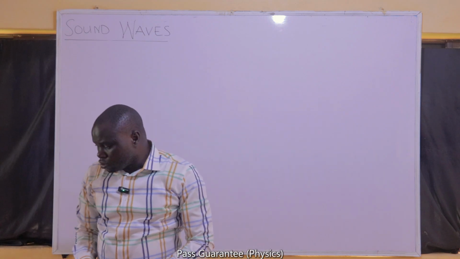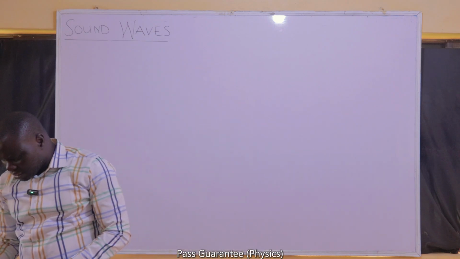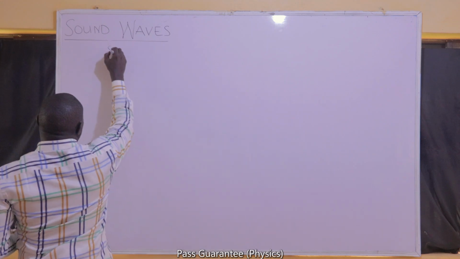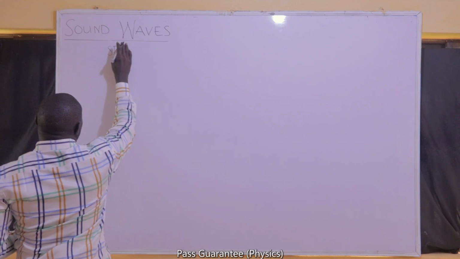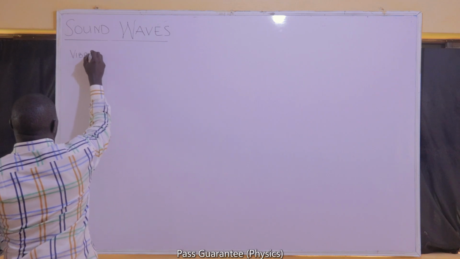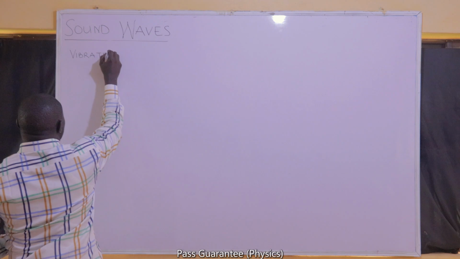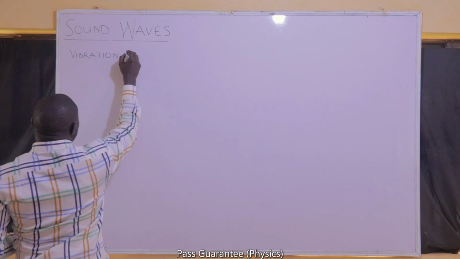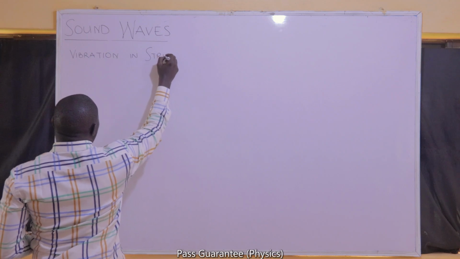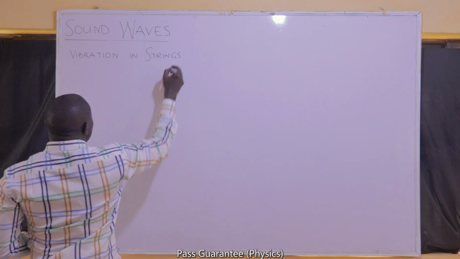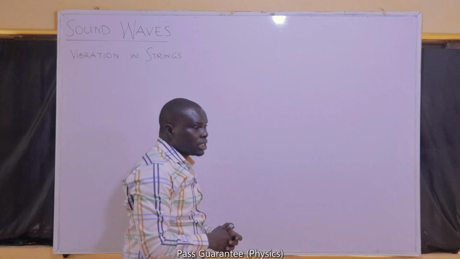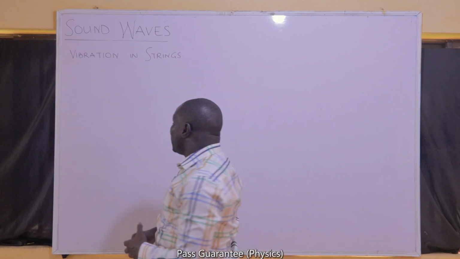Now we are going to move on to examples of vibrating systems, and we are going to try to see how vibrations in strings look like. Vibrations in strings. When we are done with vibration in strings, we'll look at vibrations in pipes. And from vibrations in pipes, we'll look at the resonance tube. And with that, we should draw the curtain on the topic.